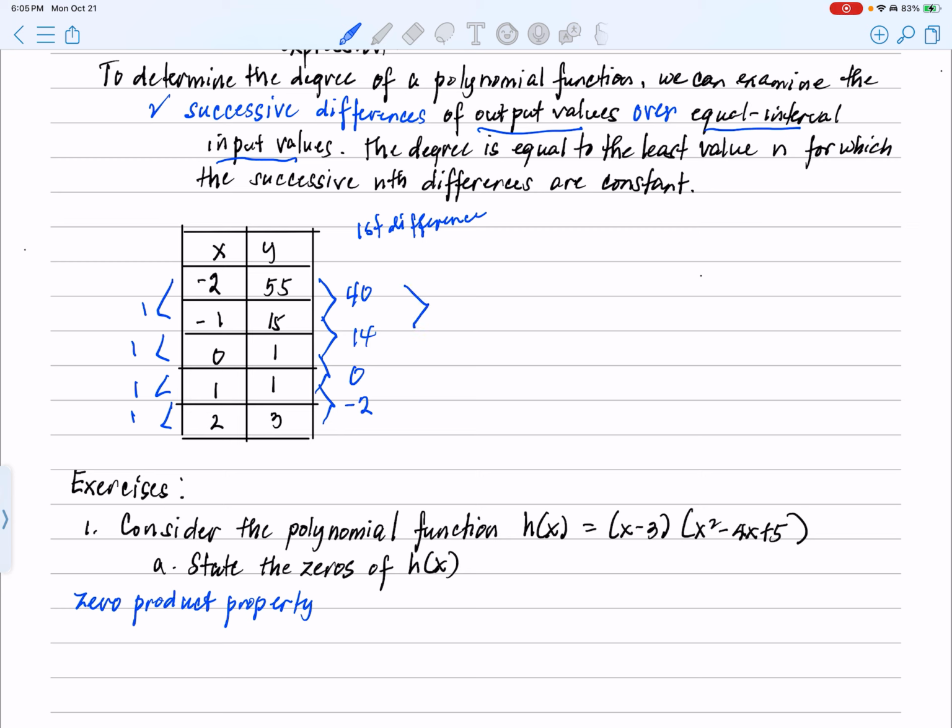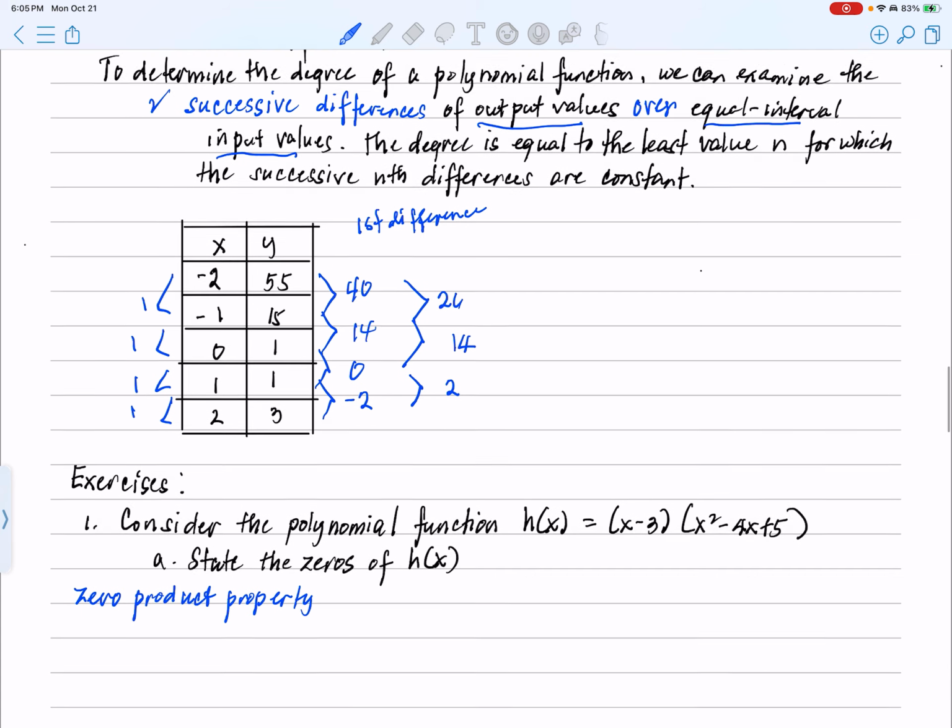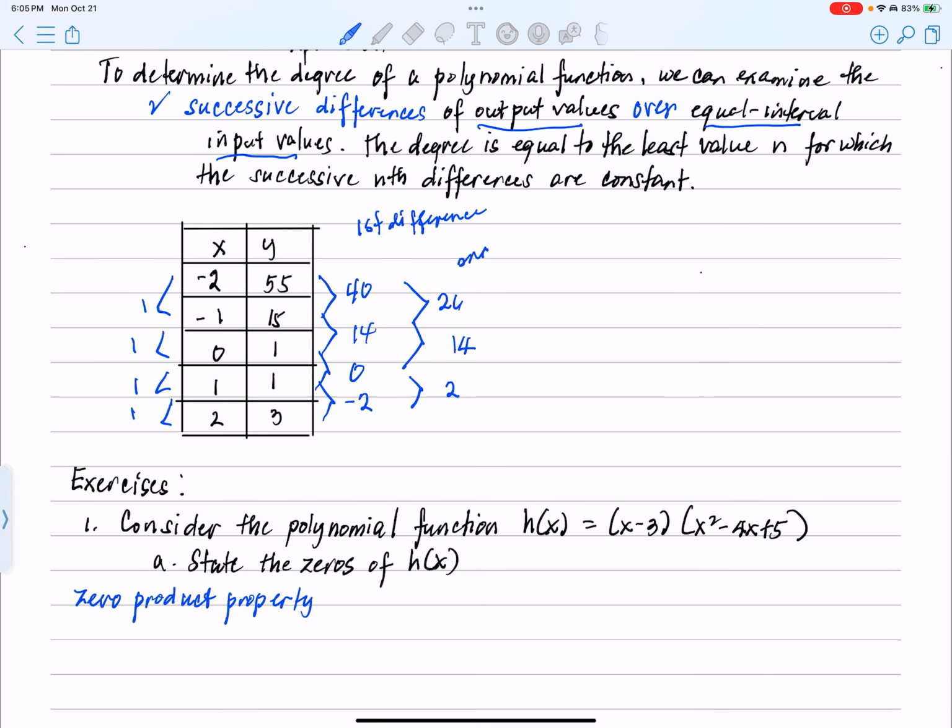Subtracting, 40 minus 14, you have 26. 14 minus 0, you have 14. 0 minus negative 2, that's 2. This is the second difference. You still come up with different numbers. We'll try again. 26 minus 14, that's 12. 14 minus 2, that is 12.